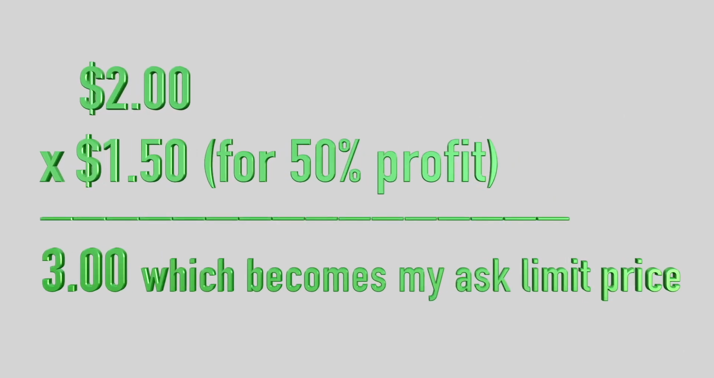So you take that $2 option that I talked about, and if I want to make 50%, as soon as I buy that option for $2, I will go into my system and I will put a sell order and I will ask $3 per contract. Meaning I'm going to make 50%. Whether it gets triggered that day, that week, or the following week, I really don't care.